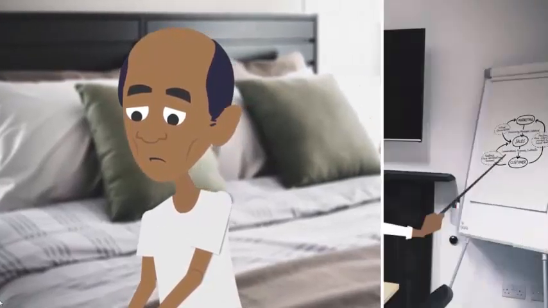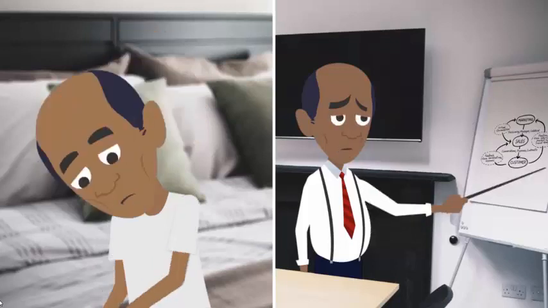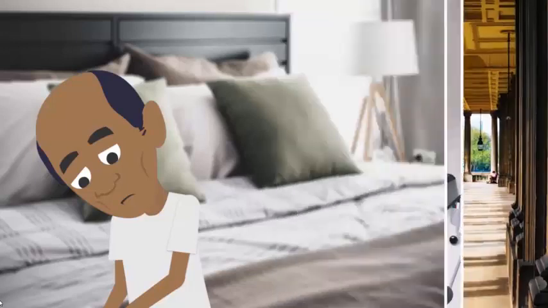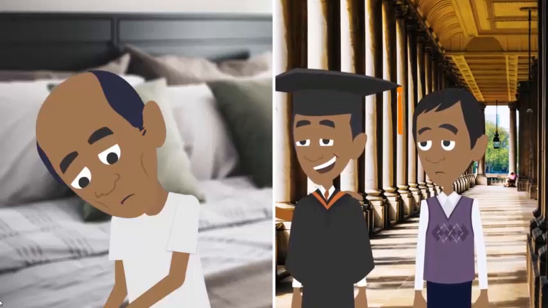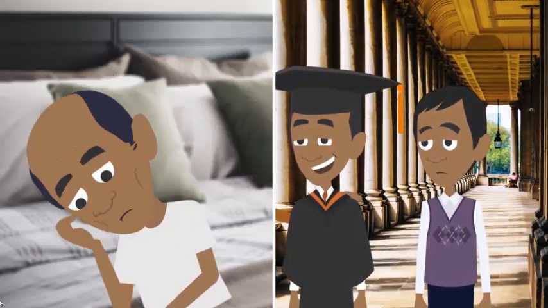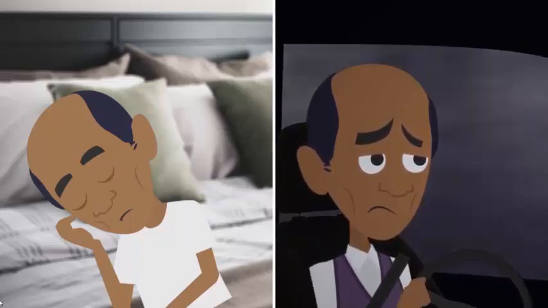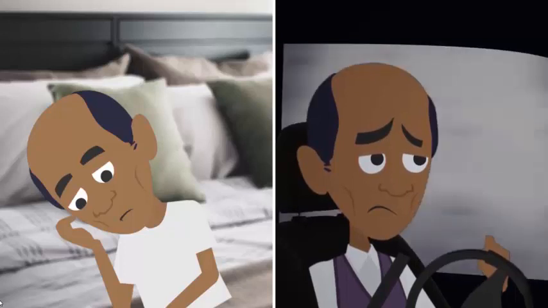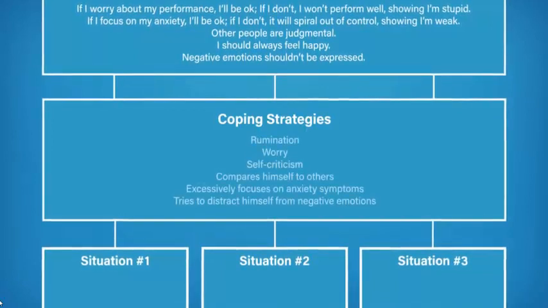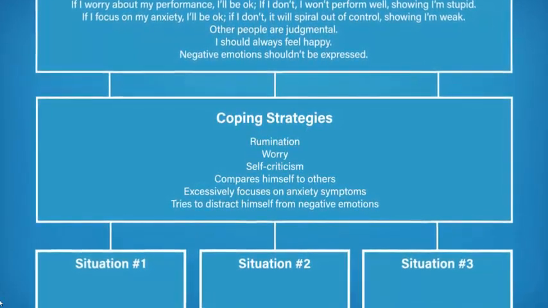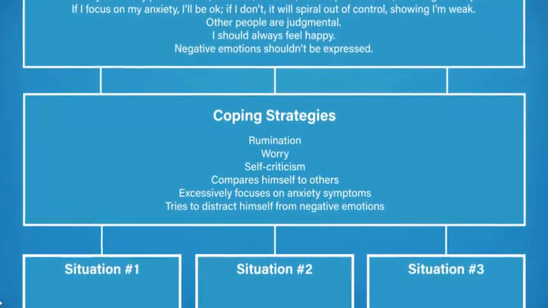He worried endlessly about his performance before and after situations in which he believed he either would or had been evaluated negatively. He also criticized himself excessively for less than perfect performances, and he compared himself to people he thought were smarter than he was. He coped with his core belief, I am weak, by focusing excessively on his anxiety and trying to control it. He also ruminated about why he felt so upset, and he frequently tried to distract himself from his negative emotions by doing things like watching excessive amounts of TV.